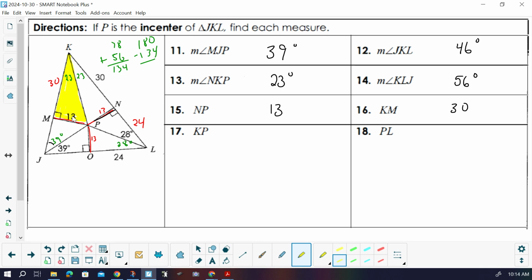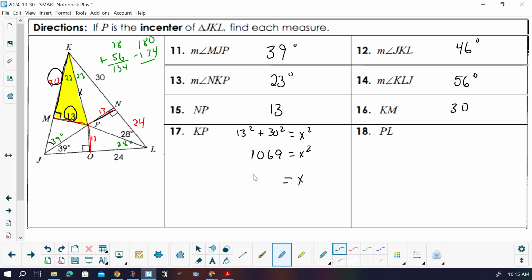Okay, so I'm looking at this yellow triangle to find KP. In this yellow triangle, I've got my right angle, which means my hypotenuse is KP, which I'm going to make x. Then my two legs are the 13 and the 30. Okay, 13 squared plus 30 squared. If I go ahead and square both those and add them together, it comes out to 1,069. Take the square root of both sides, and this you will have to round to the nearest tenth. It comes out to be 32.7.